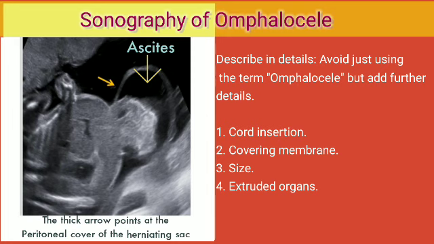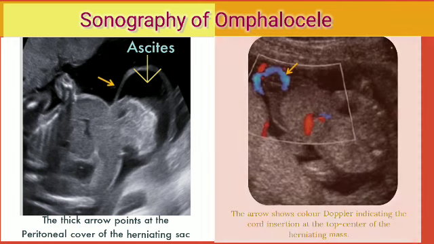In covering membrane, the omphalocele is usually covered by a thin, translucent membrane. You need to talk about it, if it is covered by a membrane or if it is ruptured. Then you talk about the size. Estimate the size of the herniated mass in centimeters and document it. And lastly, you talk about the extruded organs. What are the contents of the omphalocele? Is there presence of ascites, bowels, liver, spleen, and rarely the stomach?